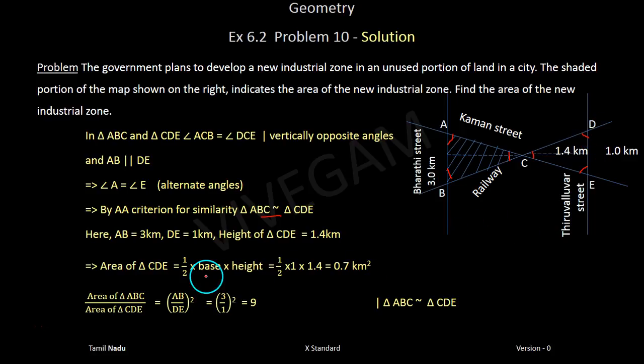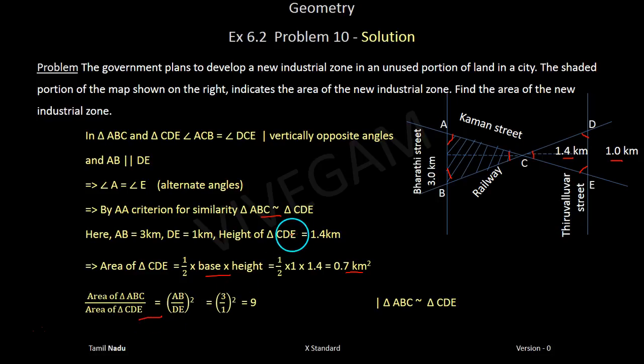Half into base into height. And what is the base? Base is 1 kilometer. What is the height? Height is 1.4 kilometer. So half into 1 into 1.4, that is 0.7 kilometer square. Second step is done. Third step, we'll have to use this ratio to calculate the area of the triangle ABC.